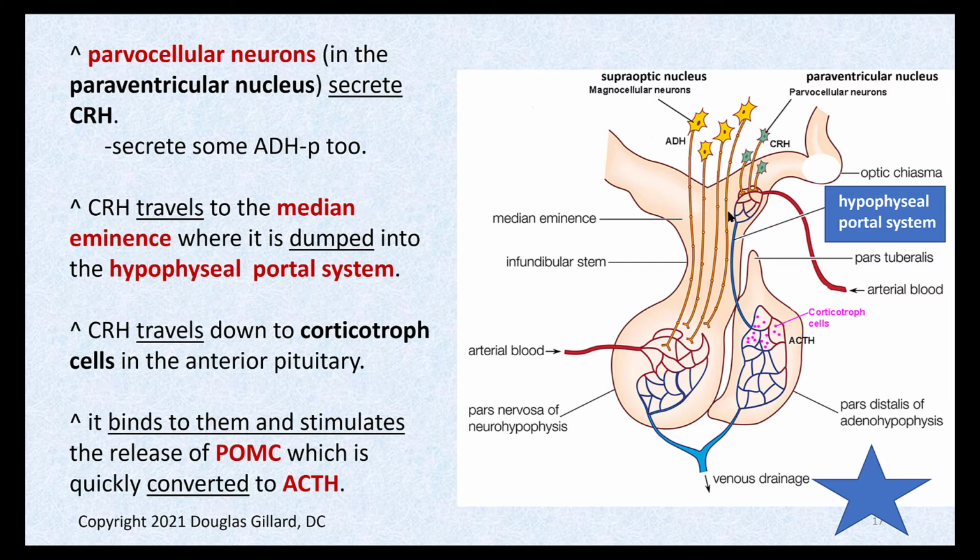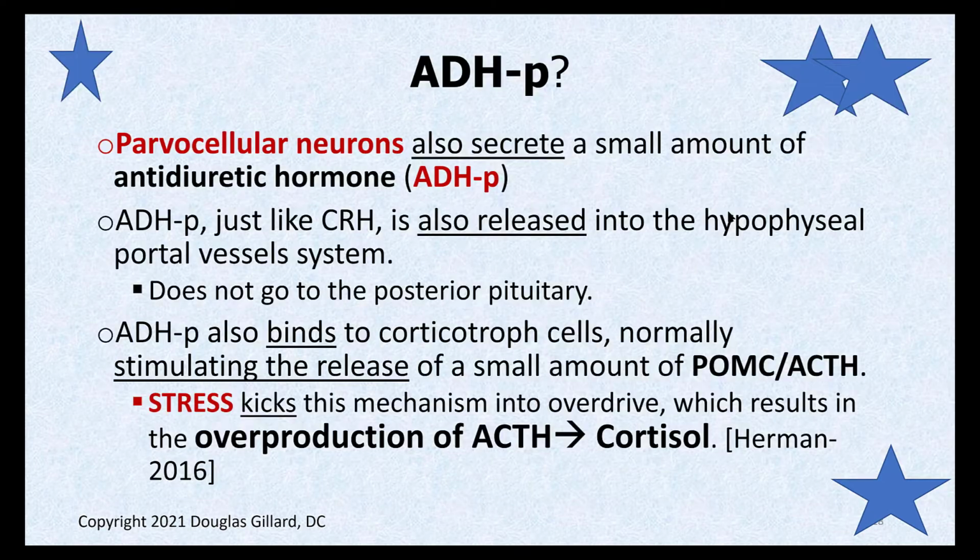All right, here's just a summary of everything we said. ADH-p, as we said already, comes from parvocellular neurons as well. A little bit is made right along with the CRH, and they both go down to the anterior pituitary. They both bind. They both stimulate the release of POMC, ACTH. Normally, the ADH-p isn't great at binding to those receptors on corticotroph cells, so it's really not clinically significant.